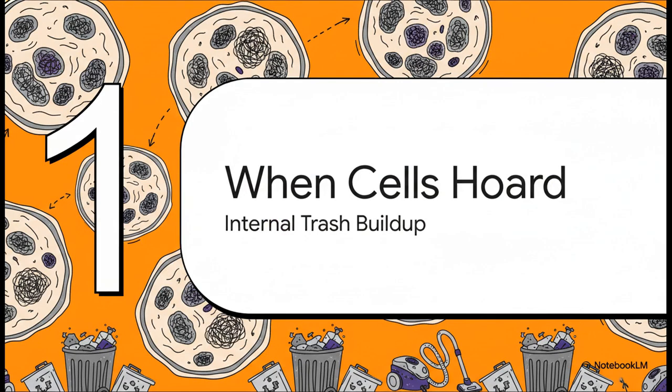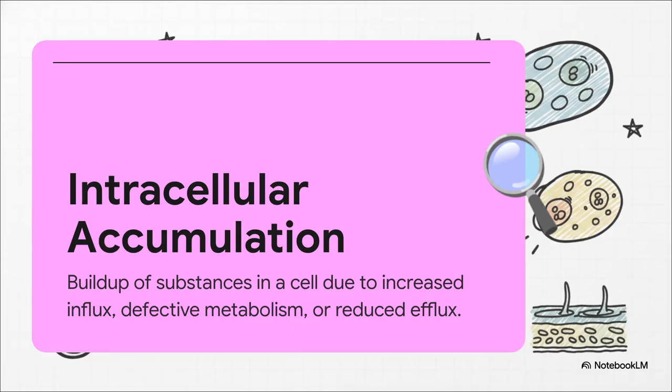All right, Section 1, when cells become hoarders. Internal trash buildup. So what does this actually mean? Well, this accumulation happens when the cell's normal, perfectly balanced machinery for processing materials just flat out fails. We're essentially talking about a massive, microscopic traffic jam. The cell is either taking in way too much stuff, or maybe its metabolic engine is broken and it can't process what it already has. Or the export doors are just jammed shut. The end result? A huge buildup of substances.